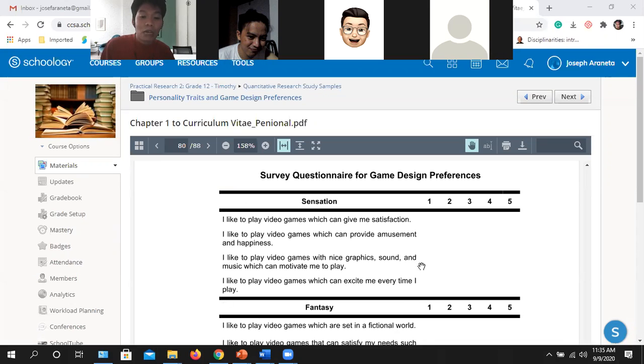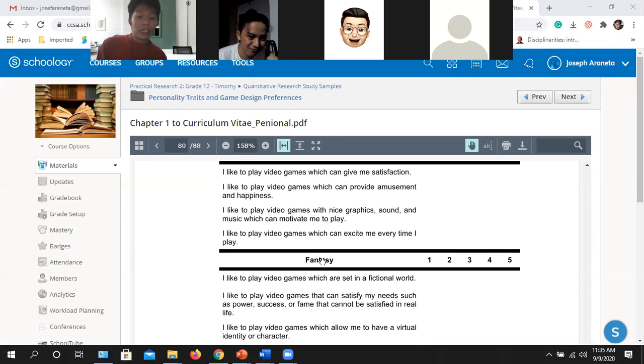So we were able to formulate or construct these statements because of the related literatures that we were able to gather. That's why it's very important. You really need to enrich your related literature.